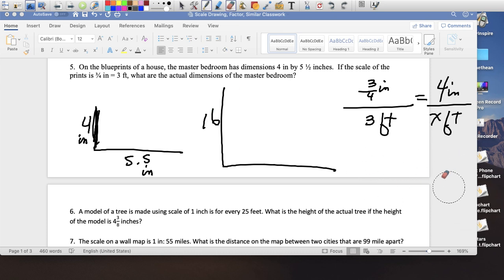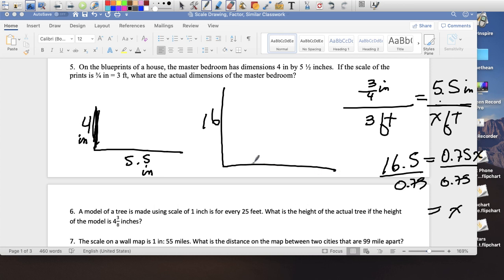length here. So I'm going to set up everything again, except that this time instead of 4, the drawing says it's 5.5 inches. And what does that 5.5 inches represent in feet in real life? So again, all that good stuff, 3 times what? So we're going to get 3 times 5.5, which equals 16.5. And x times 3/4, and I'm going to leave it as a fraction, decimal, and 0.75x, divide both sides by 0.75.